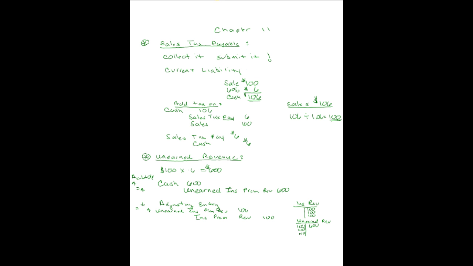By the end of 6 months, insurance revenue would have a $600 balance in it, and the unearned portion would be paid down to $0. So, thanks for joining me in my second pink cast on unearned revenues.